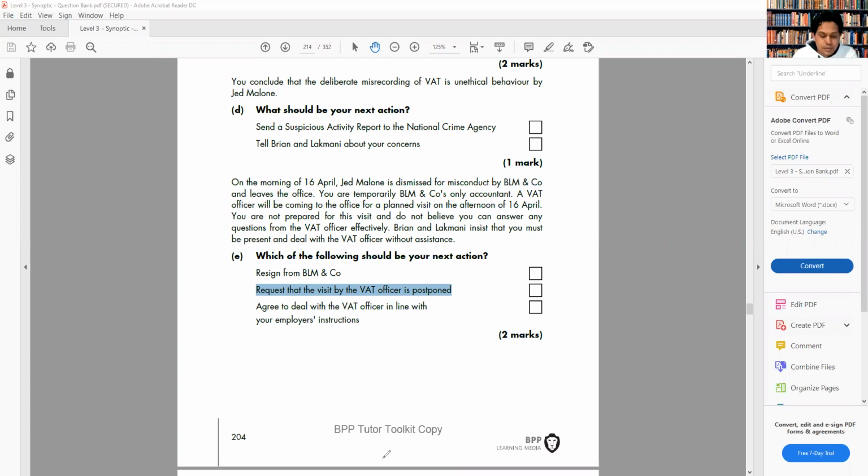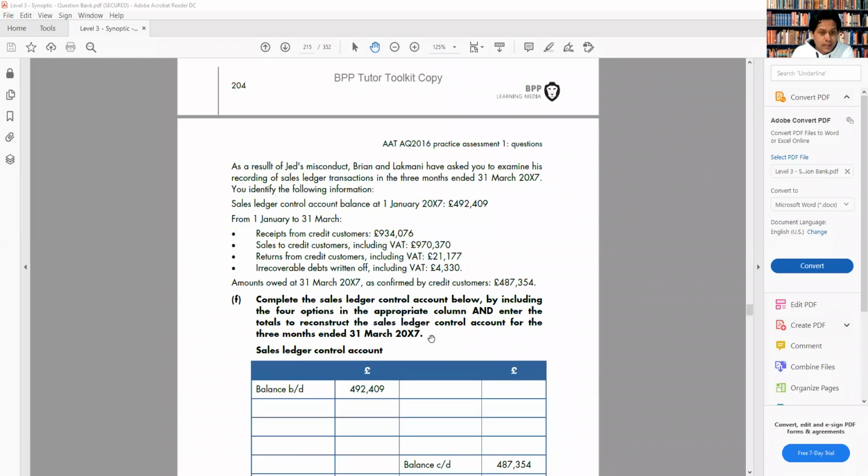All right, so let's move on to the next question. The next question we have is for the sales ledger control. As a result of the misconduct, Brian and Lakmani have asked you to examine the recording of sales ledger transactions in the 3 months ended 31st March 2007. You identify the following information. Sales ledger control account balance at 1st January 2007 is 492,409. So this is the opening balance we had in January.